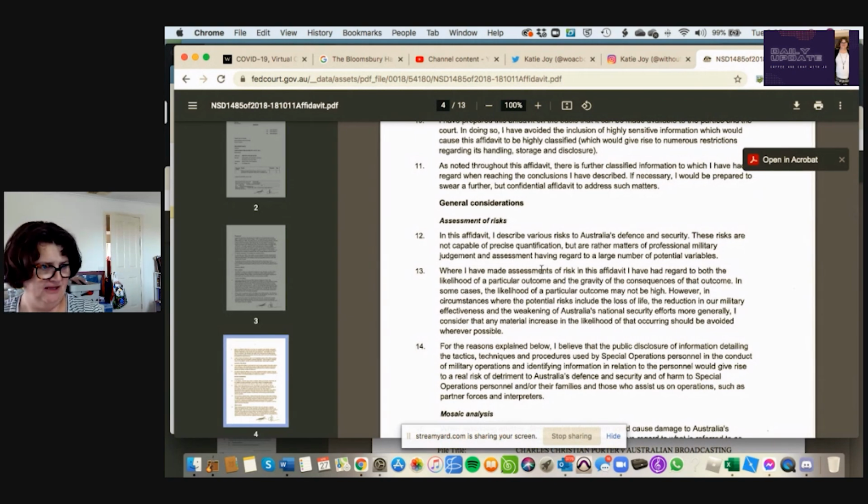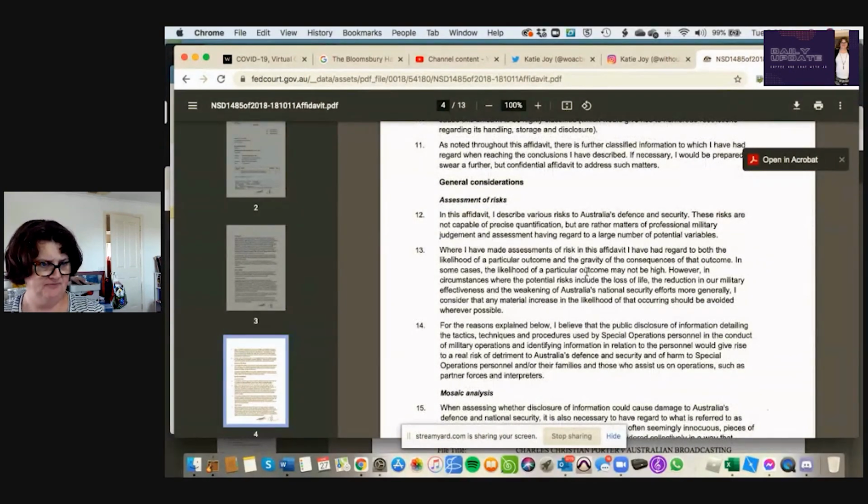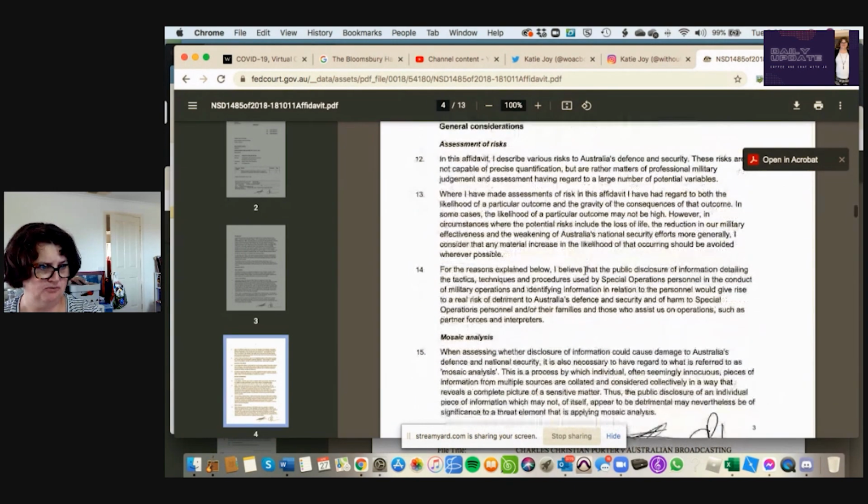So here we go. In this affidavit, I describe various risks to Australia's defence and security. These risks are not capable of precise quantification, but rather are matters of professional military judgment, an assessment having regard to a large number of potential variables.